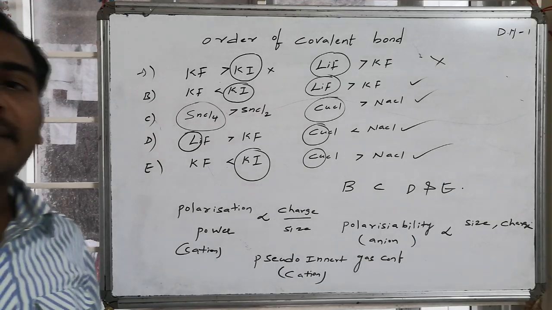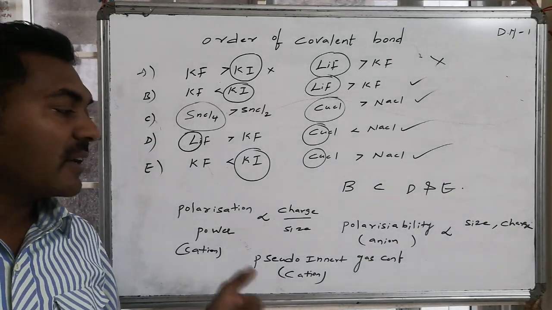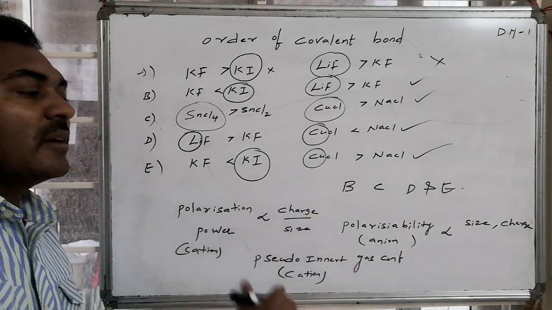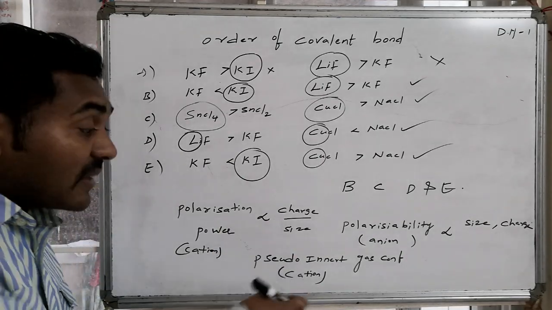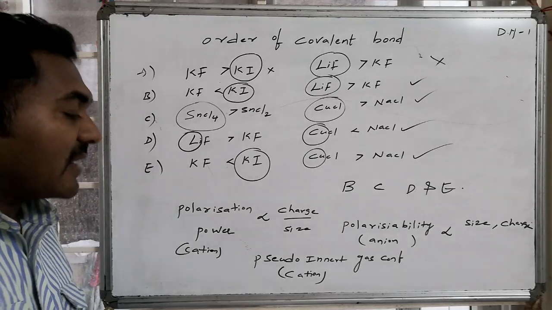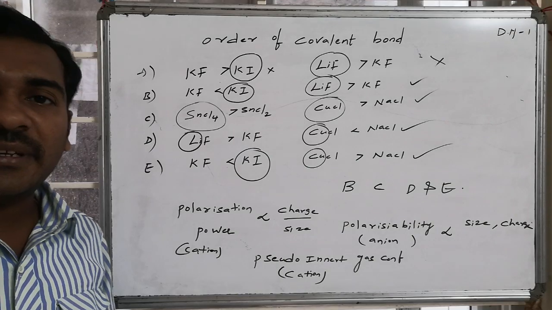And pseudo inert gas configuration: a cation in which if it is maintaining normal configuration and the pseudo inert gas configuration with the same conditions like same anion, same size and the same features, then the pseudo inert gas configuration containing cations associated compound is having more covalent character compared to the others.